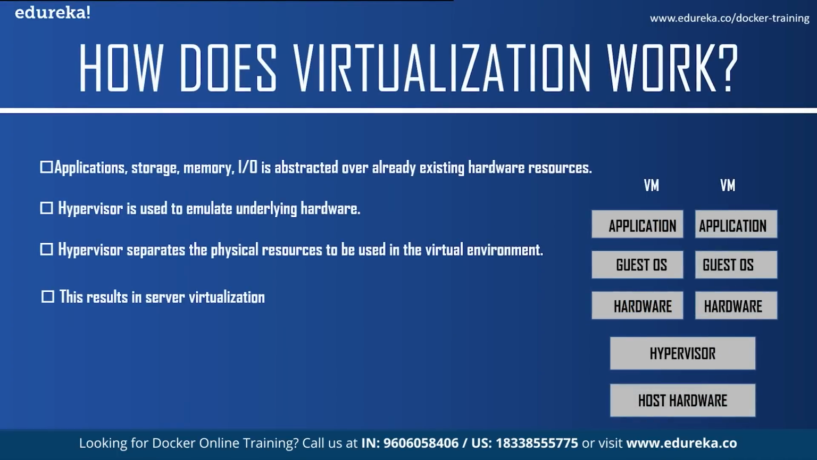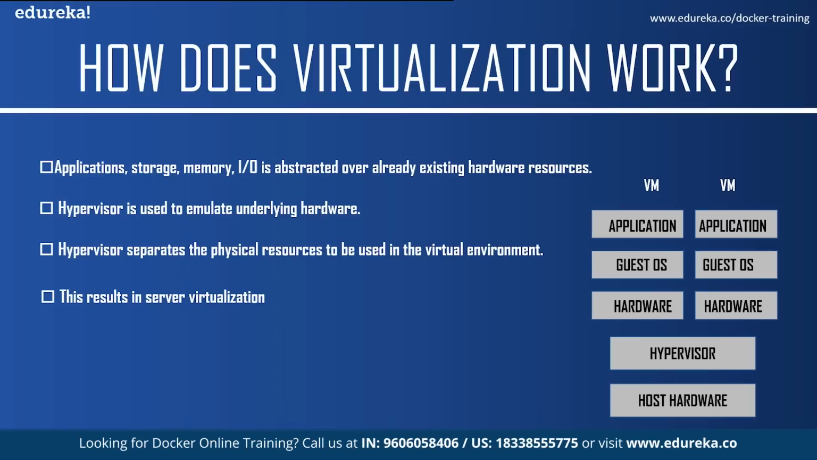How does it work? Hypervisors are basically used to emulate the underlying hardware that is there in the physical environment. To emulate the physical environment to the virtual environment, hypervisors are used. That can be application, storage, memory, input, output, or anything as such. So the result of using a hypervisor is server virtualization.